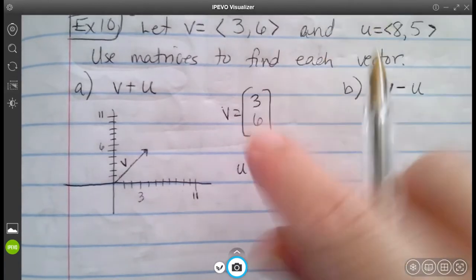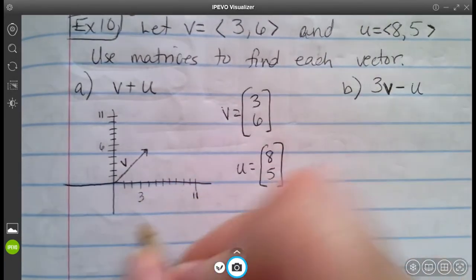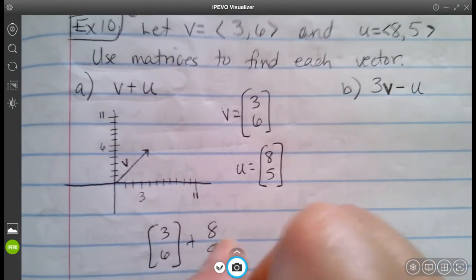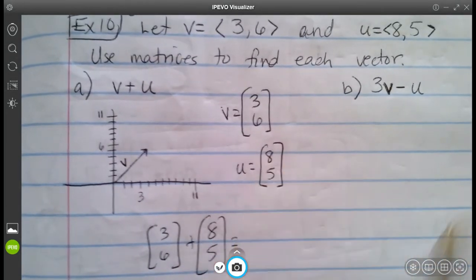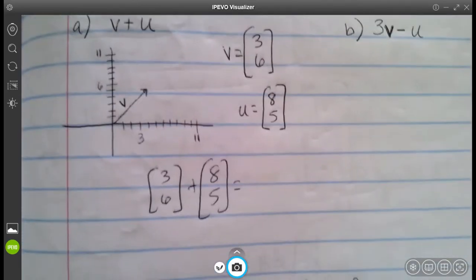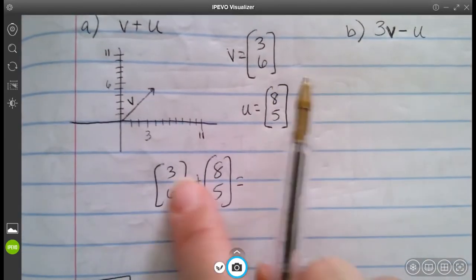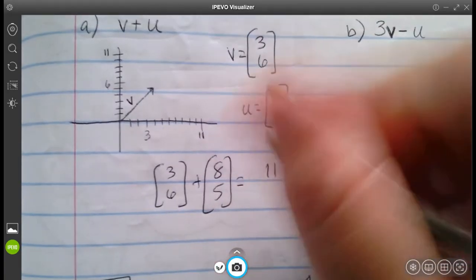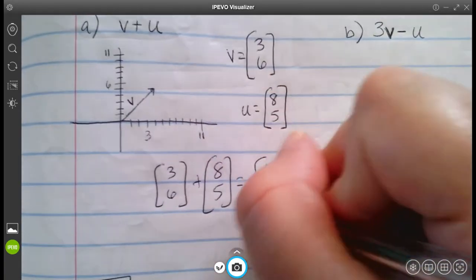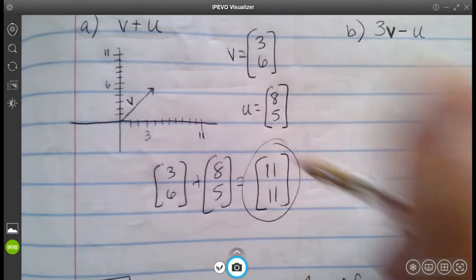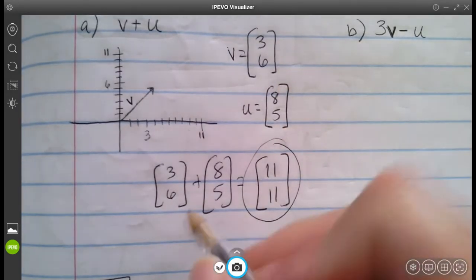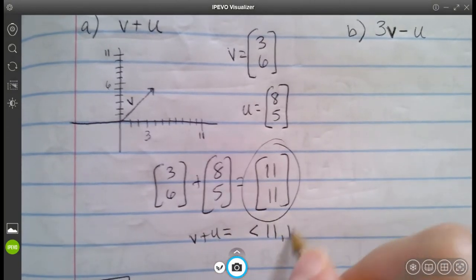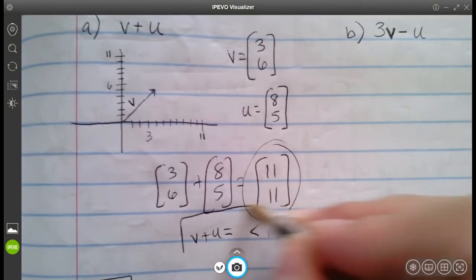Okay. So what I'm going to do is add these two guys. So we have 3, 6 plus 8, 5. And remember, this goes back to the first part of this subunit, where we just add the same positions together. So 3 plus 8 is 11, 6 plus 5 is 11. So this is going to be my resulting answer. If we were to write it back in vector form, V plus U would be equal to 11, 11.